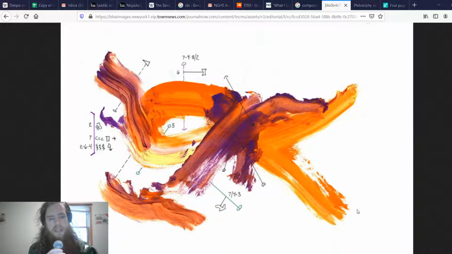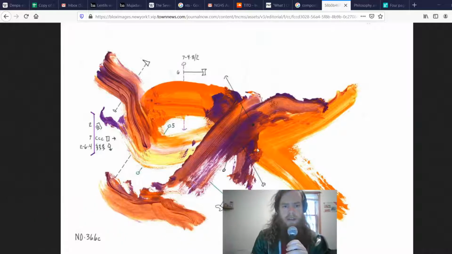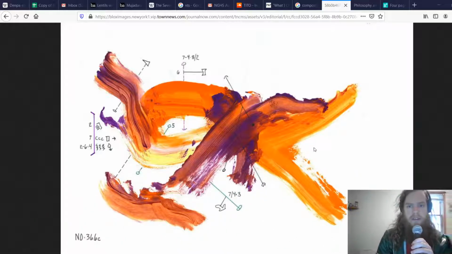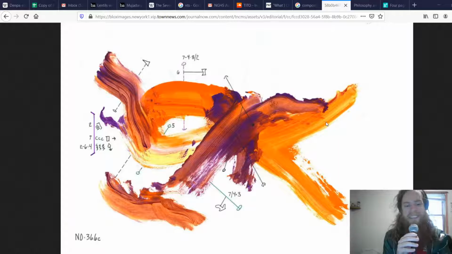At the bottom, we've got a title, and it says composition number 366C. So this dude wrote a lot of pieces. This is at least number 366. Now this one, compared to the last one, very little resembles music, right?